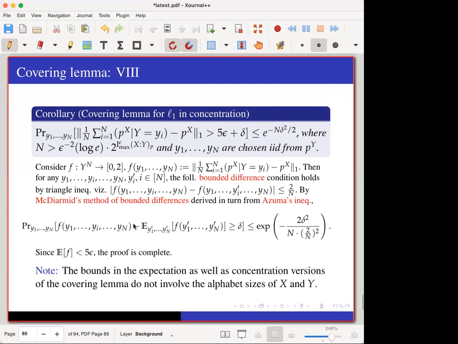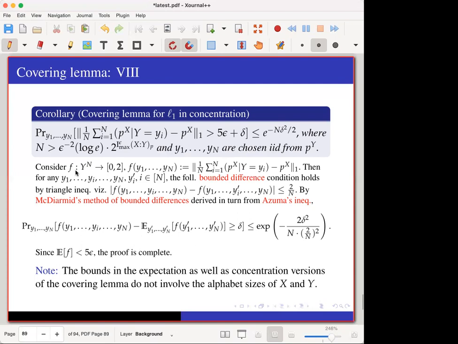Okay, so how do we prove it? The proof is very simple. We prove it using McDiarmid's method of bounded differences, which is derived from Azuma's inequality on concentration for martingales. Pranab, can I ask a very quick question? Maybe I'm jumping the gun, but this McDiarmid is like you have a function on n coordinates. Why don't you read what is written? Your queries will be answered. I'm explaining how to apply McDiarmid.